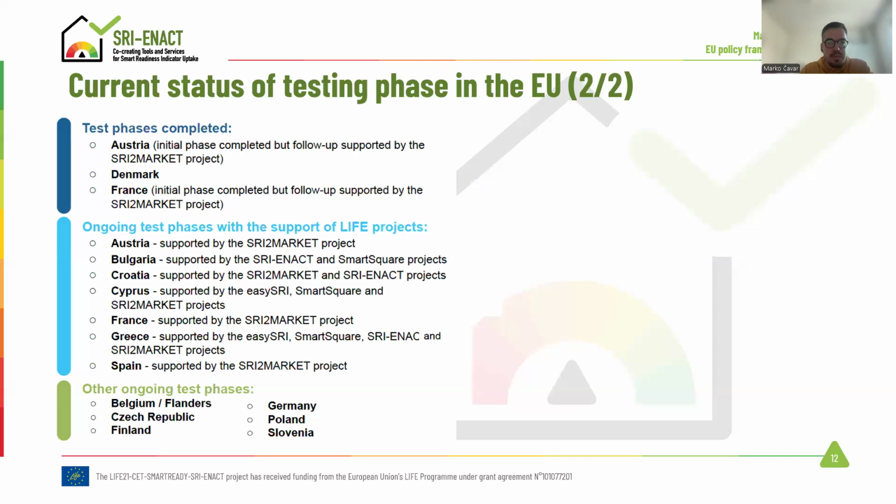To have some more information, here on the left side, you can see that different countries took a different approach. Some of those used EU projects, such as this one, SRI-ENACT, or SRI to Market, or other projects, Easy SRI, and so on. While some other countries, even before the start of these EU projects, such as Denmark, France, and so on, did their individual testing without any EU project, and both approaches are fine.